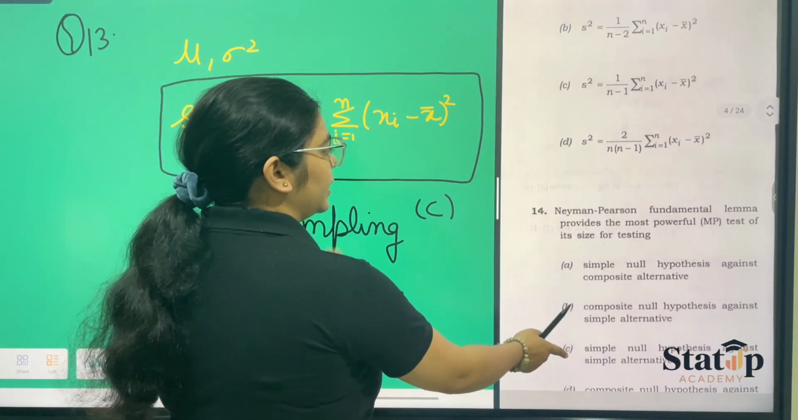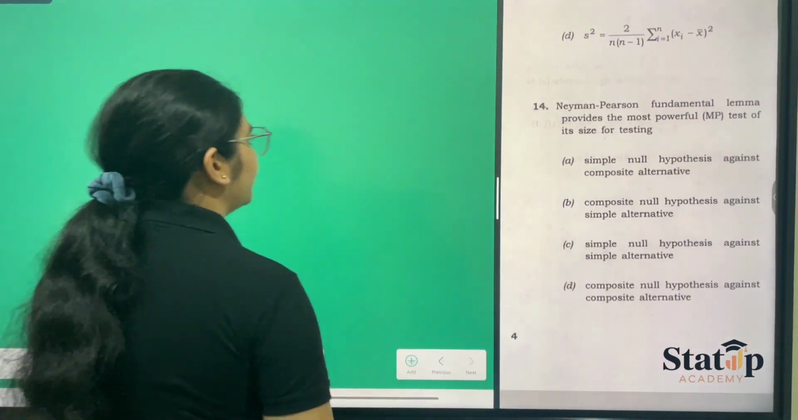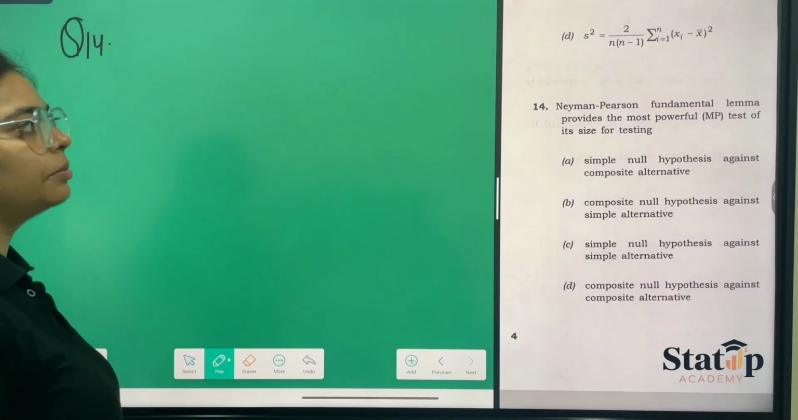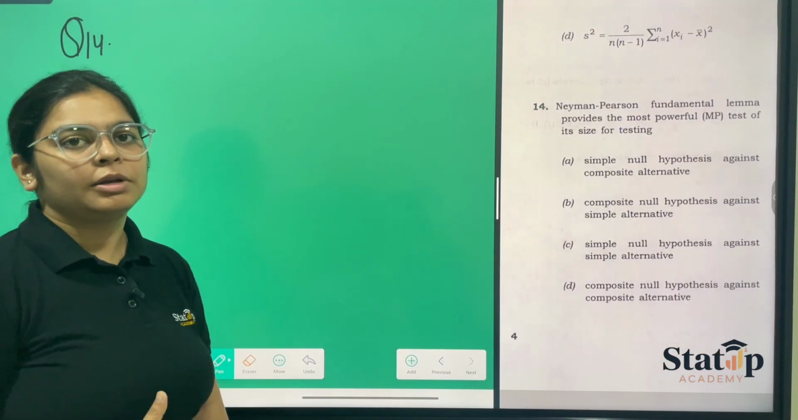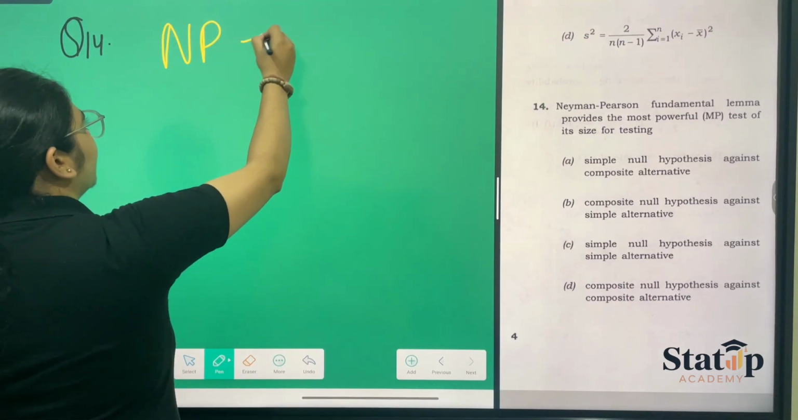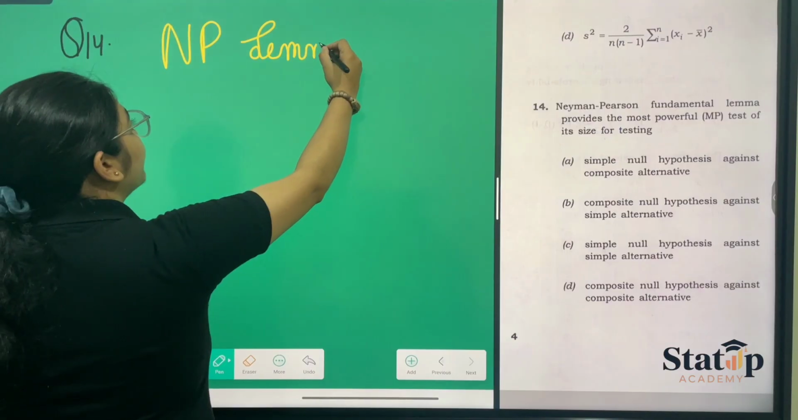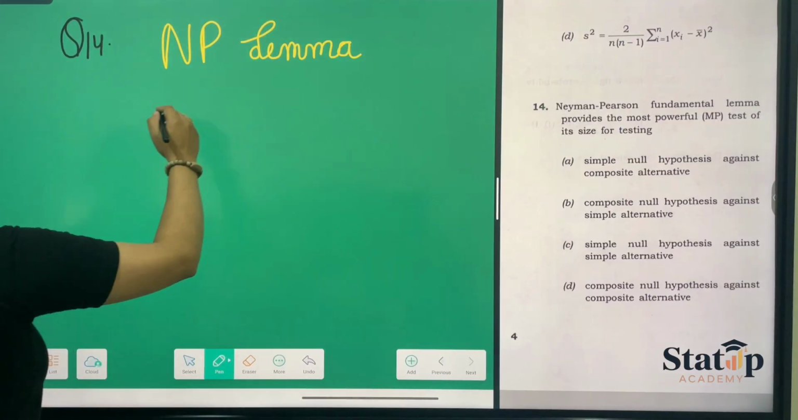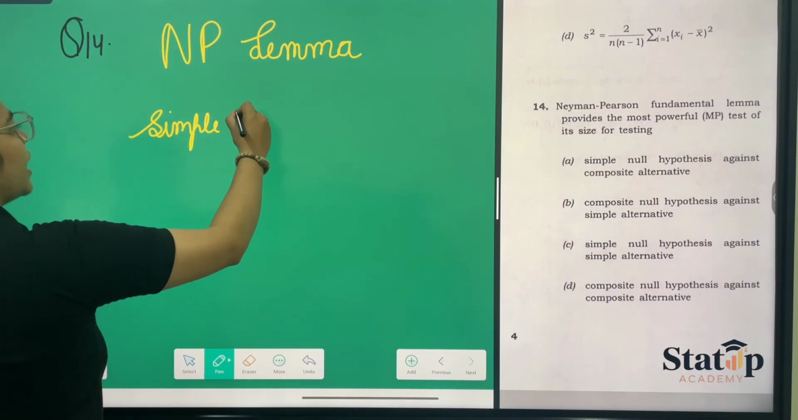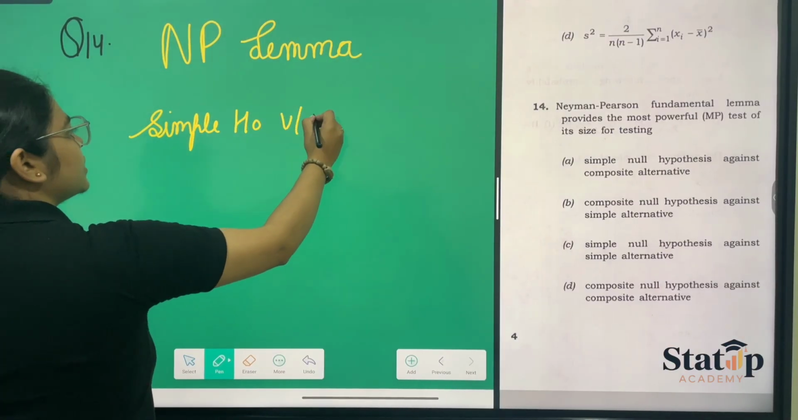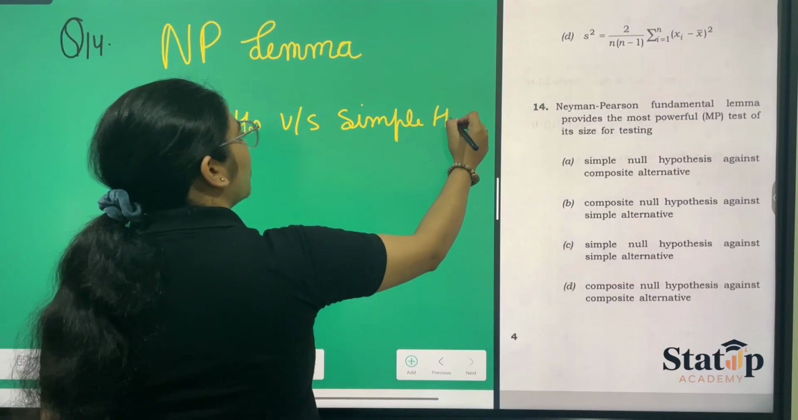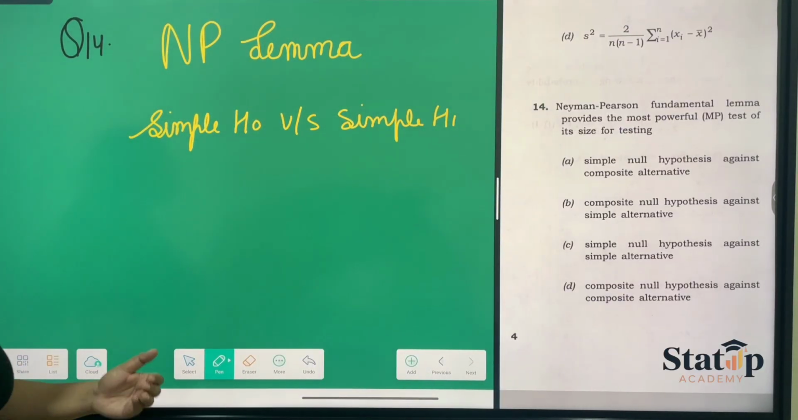Now moving towards another question, which is question number 14. This is again the direct statement of the Neyman-Pearson lemma, NP lemma. They have given us the direct statement of NP lemma. The basis of NP lemma is that we take simple H naught versus simple H1. What is simple? Simple means that our values are provided.